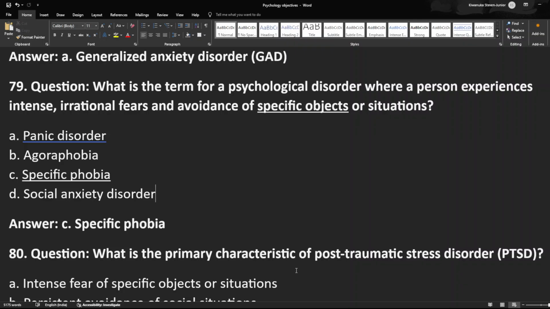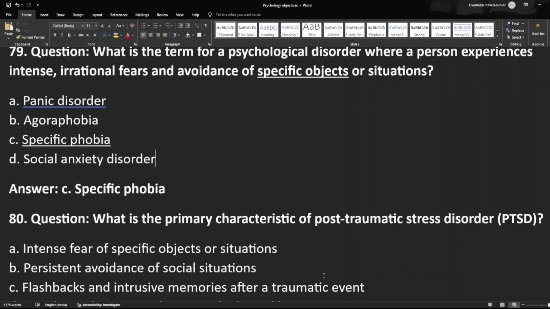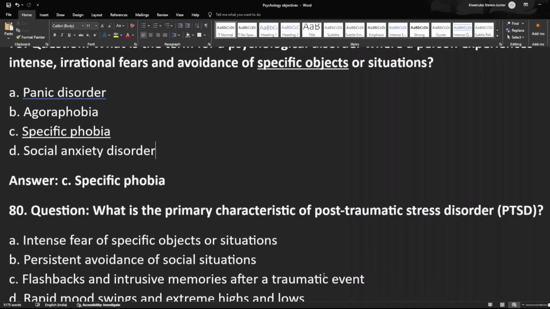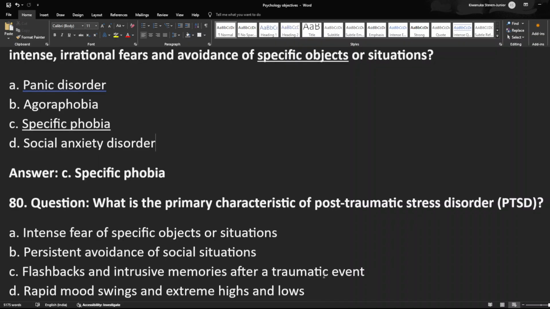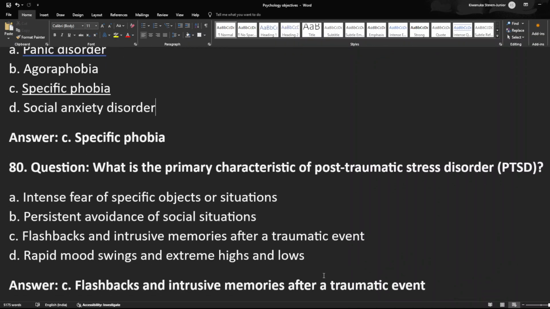What is the primary characteristic of post-traumatic stress disorder? The answer is C. Flashbacks and intrusive memories after a traumatic event. The underlined word here is after a traumatic event, post-traumatic stress disorder. Say you got involved in an accident. We are saying flashbacks and intrusive memories after a traumatic event.